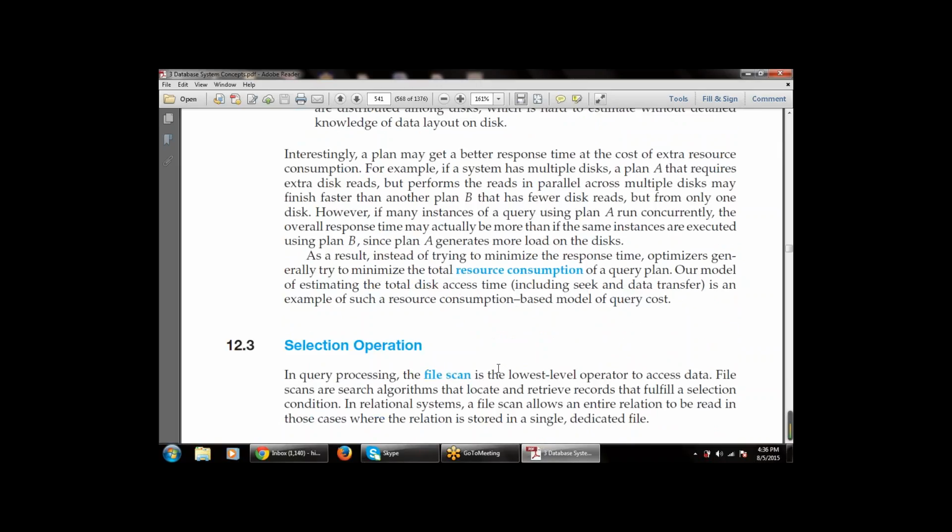Then there is the selection operation, that is, the various operations used to select data. In query processing, the file scan is the lowest level operator to access the data. File scan means scanning the file, and it is the lowest level operator used to access the data.